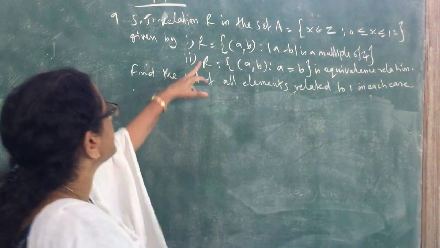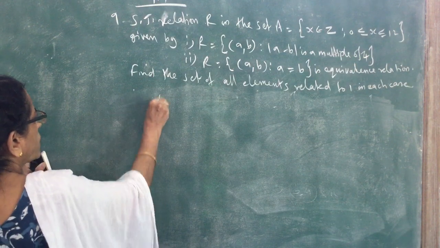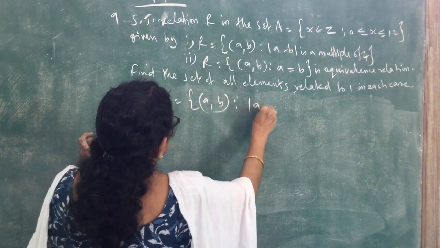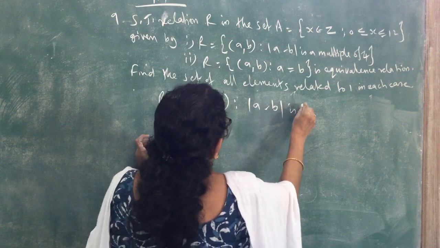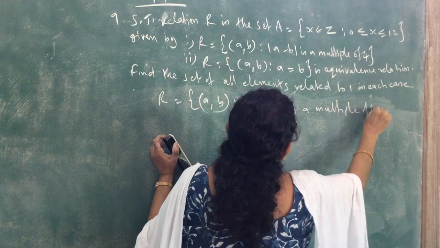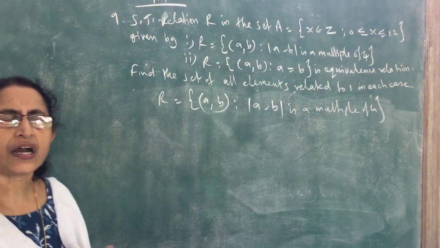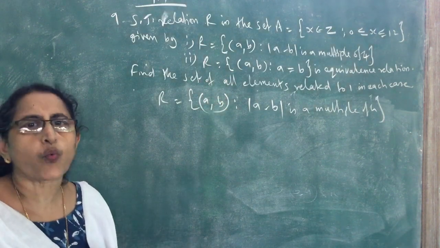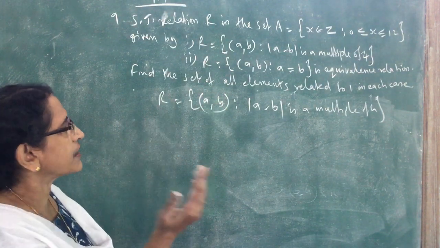So first consider the first relation, that is R equal to the set of all (a, b) such that modulus a minus b is a multiple of 4. So we have to find the elements in the set A which are related to 1.